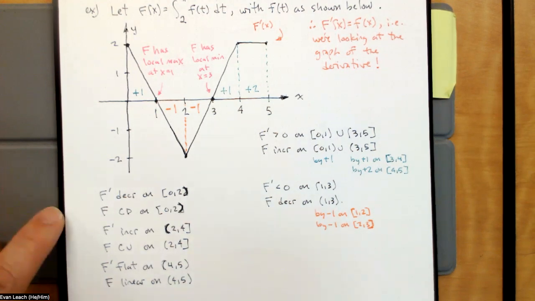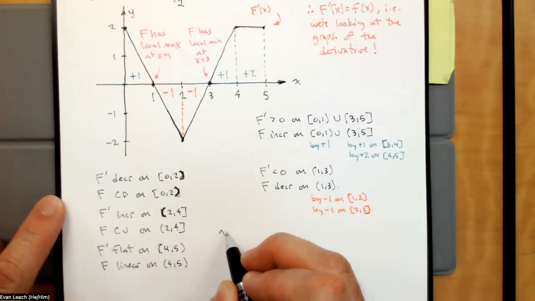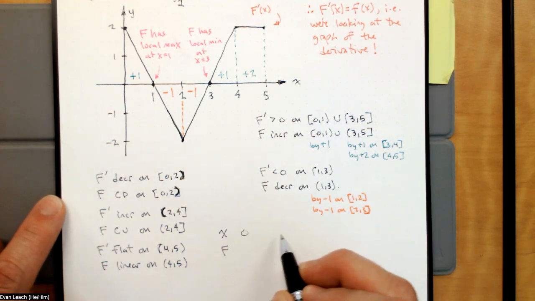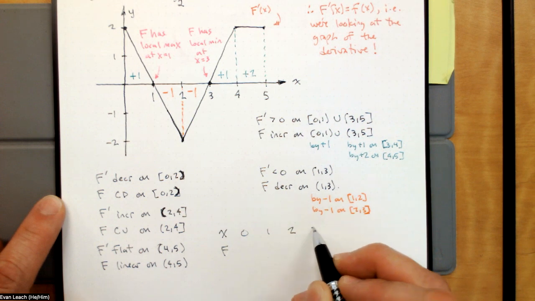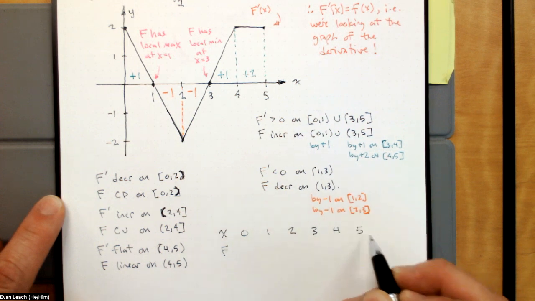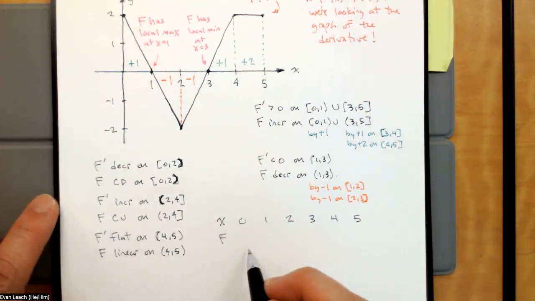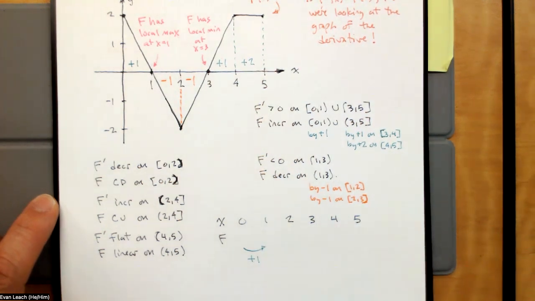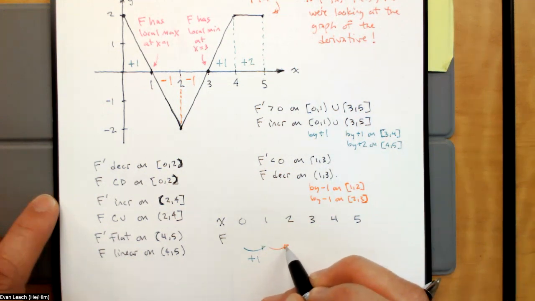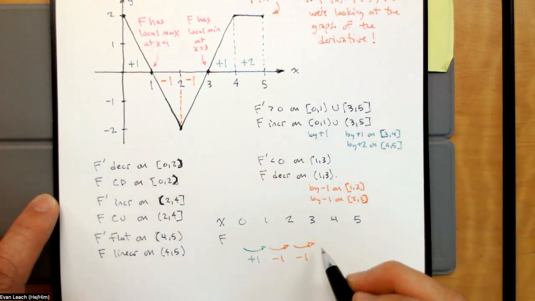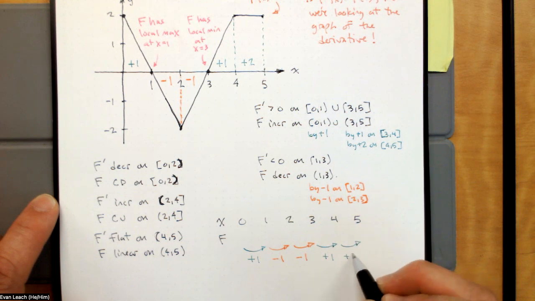So let's make a table of values. Let's mark the changes, first of all, in our table of values so that we can draw a picture of F. So the first thing that happens is from 0 to 1, we will see an increase of 1. From 1 to 2, we'll see a decrease of 1. From 2 to 3, we'll see a decrease of 1 again. From 3 to 4, we'll see an increase of 1. And from 4 to 5, we'll see an increase of 2.